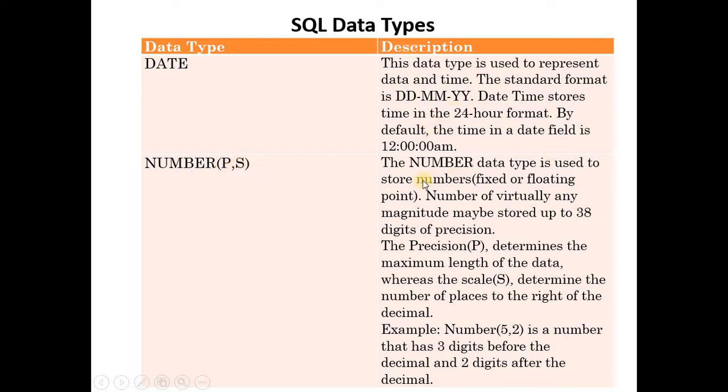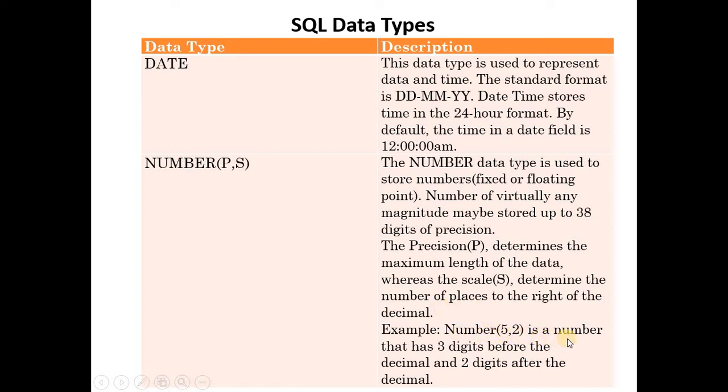So let us see number P, S. The number data type is used to store numbers. Either it can be fixed numbers or floating point numbers. The number of virtually any magnitude may be stored up to 38 digits of precision. 38 digits of precision is too long, right? The precision P determines the maximum length of data, whereas the scale S determines the number of places to the right of the decimal. Let's take an example.